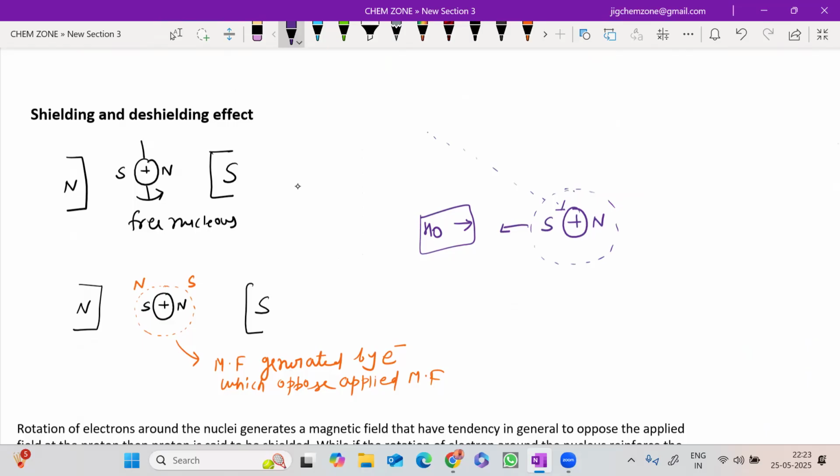But if the magnetic field generated by the electron is in the direction of the applied magnetic field, then the nucleus feels more magnetic field. Hence, it requires more energy to flip. Correct? In that case, we can say that the nucleus is de-shielded. And it requires more frequency to resonate.